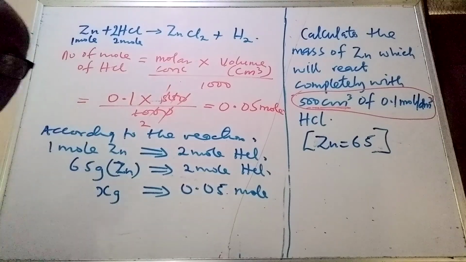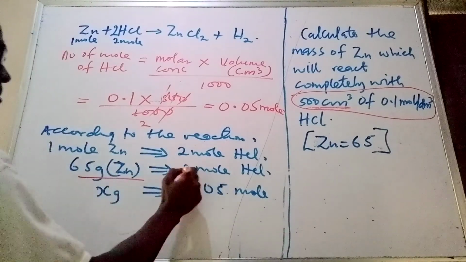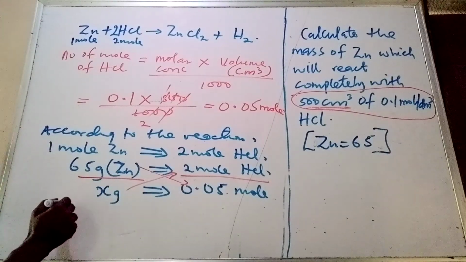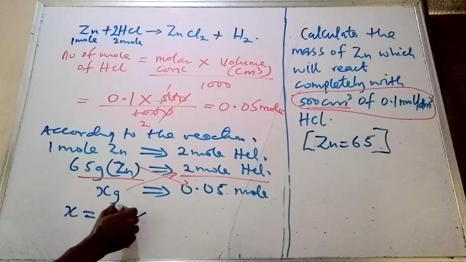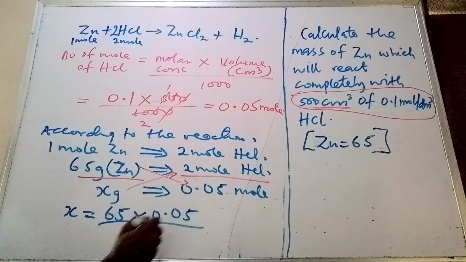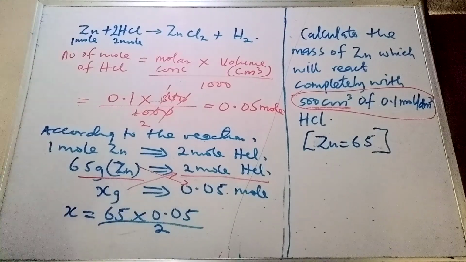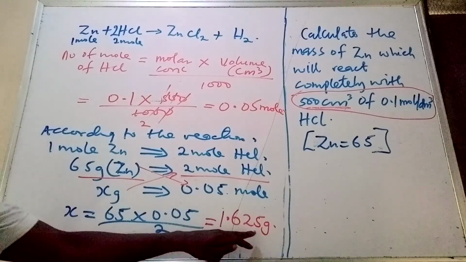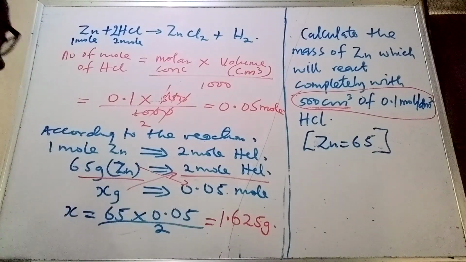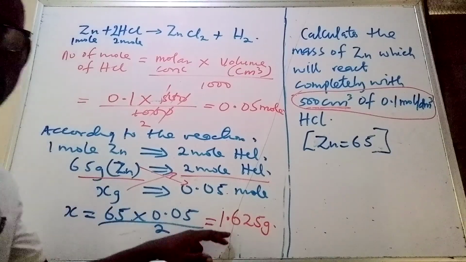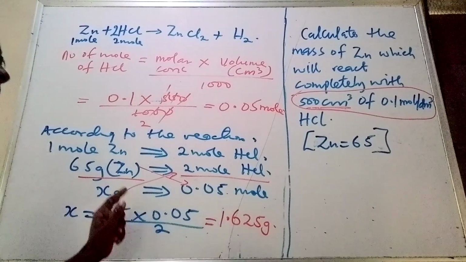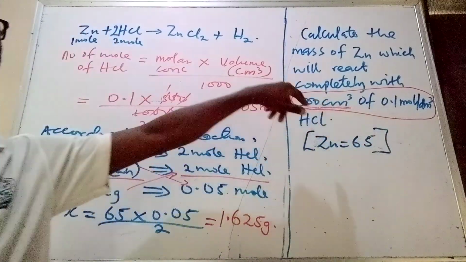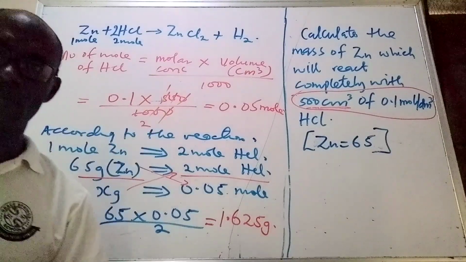So when you cross multiply, what do you have? Then you will see that X will be 65 times 0.05 divided by what? 2. Let's do the calculation. Yeah, that is 1.625 grams of what? Zinc. So this is our answer. That means 1.625 grams of zinc will react completely with 500 cm cube of 0.1 mole per dm cube HCl. That was the end of this question.